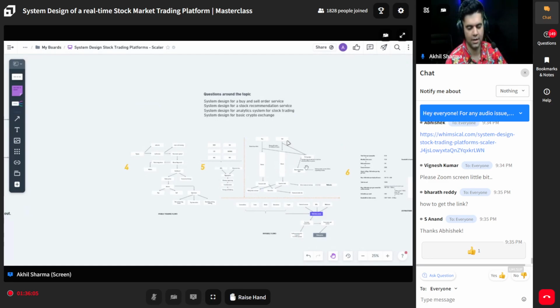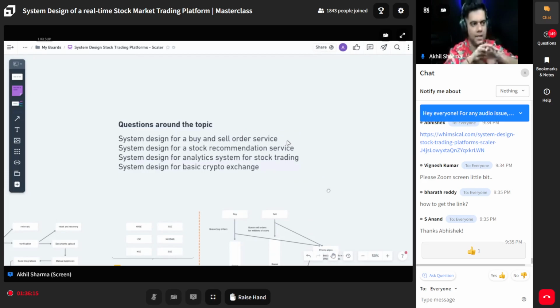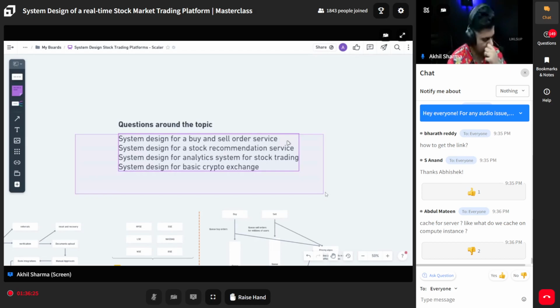Now, how do you impress an interviewer? How do you actually start designing proper system designs? So the questions that you get around the topic, nobody will tell you to design the entire stock trading platform. We are going to do this. I'm going to do it for you in this session, because all of these questions are going to get covered in that kind of a system design.